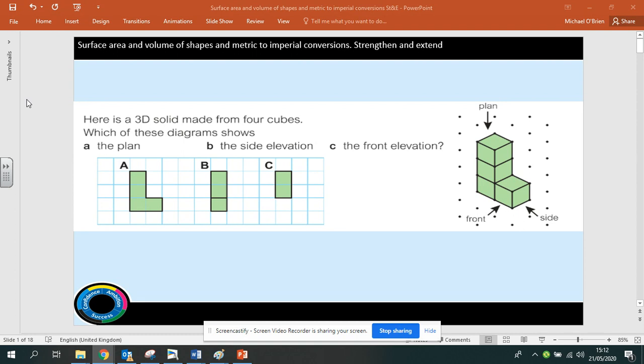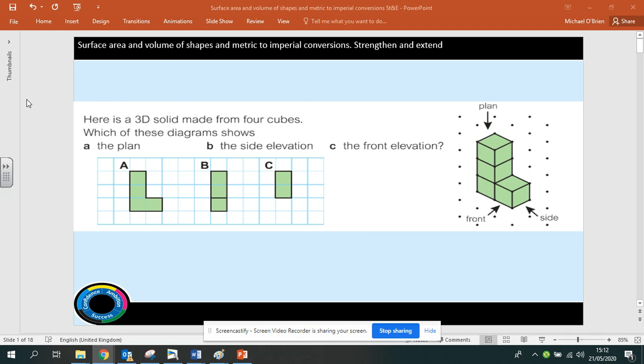This one is going to be split into two. We're going to concentrate in this one on the surface area and volume of shapes and metric to imperial conversions. The second part, we're going to return back with some more interesting work on these topics. So to start with, we're going to start off with a nice simple question.